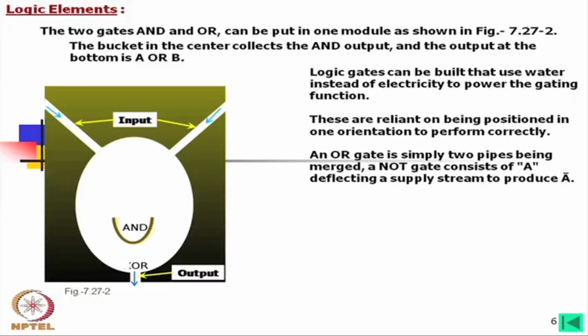A NOT gate consists of A deflecting a supply stream to produce A bar. Now, here, instead of going into much detail on the definition of these gates, there is a NOT function. Remember, the NOT function is simply one function where we are reversing, taking the inverse of that function, because there will be a NOR function also.